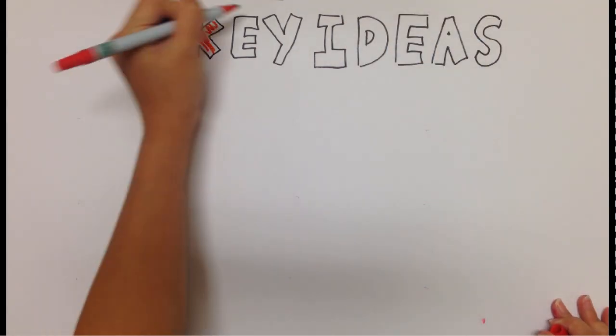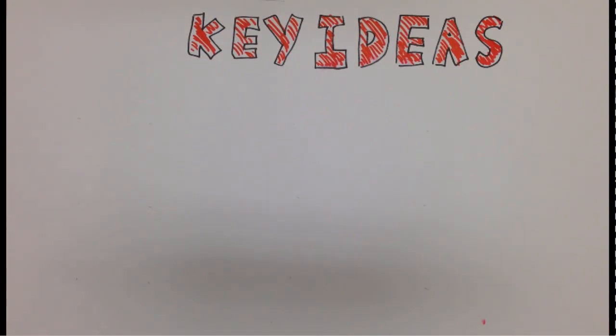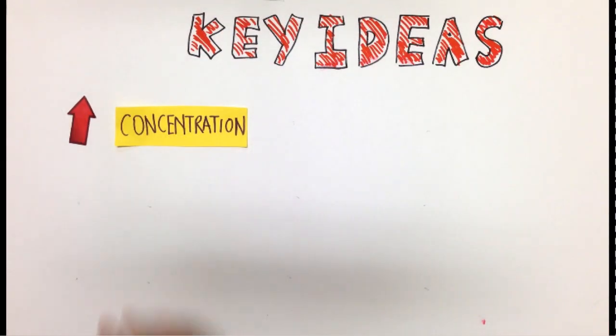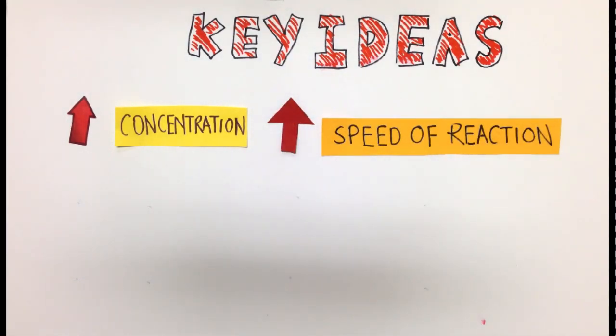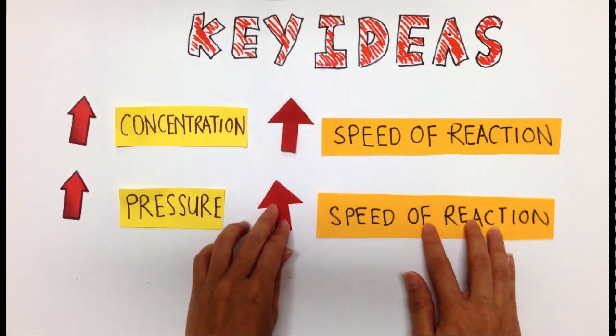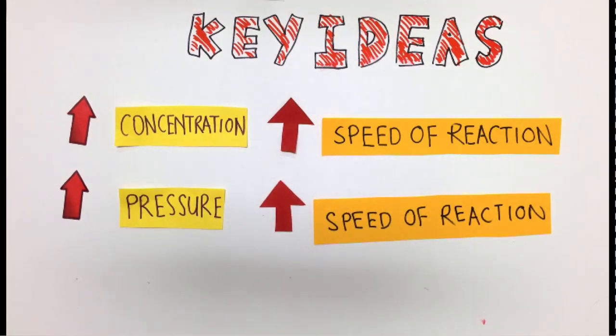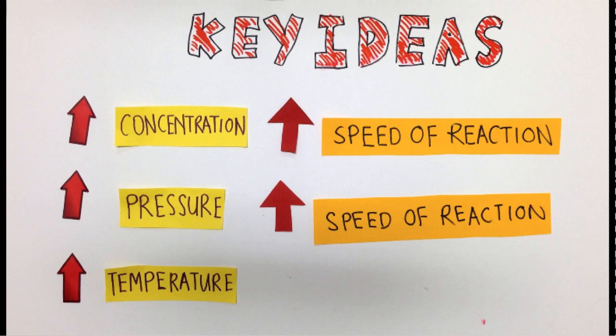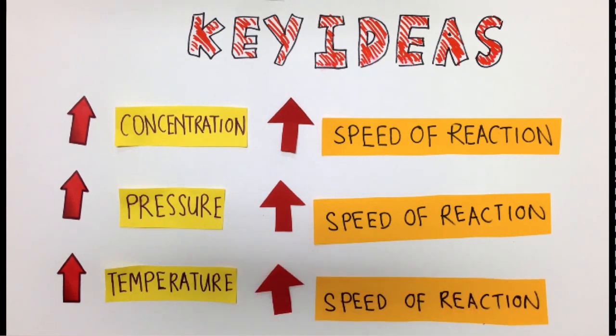Let us summarize the key ideas we have discussed. An increase in concentration will result in an increase in the speed of reaction. An increase in pressure will result in an increase in the speed of reaction. An increase in temperature will result in an increase in the speed of reaction.